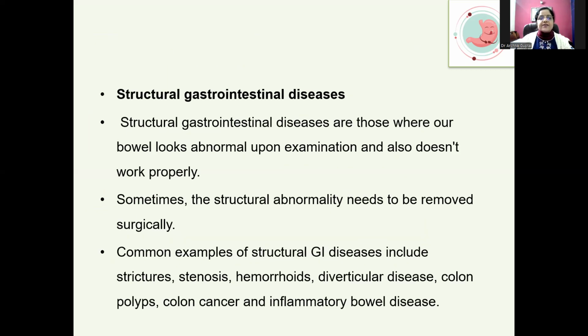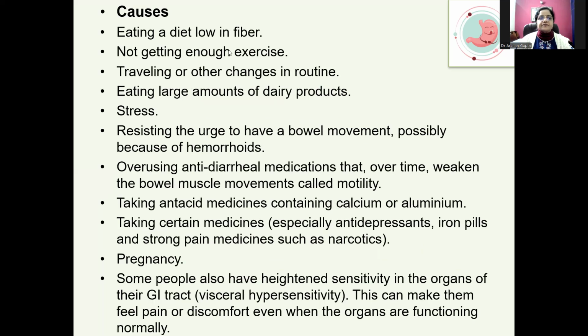And the structural gastrointestinal diseases are those where our bowel looks abnormal upon examination and also doesn't work properly. Sometimes the structural abnormality needs to be removed surgically, and common examples of structural GI diseases include strictures, stenosis, hemorrhoids, diverticular disease, colon polyps, colon cancer, and inflammatory bowel diseases.